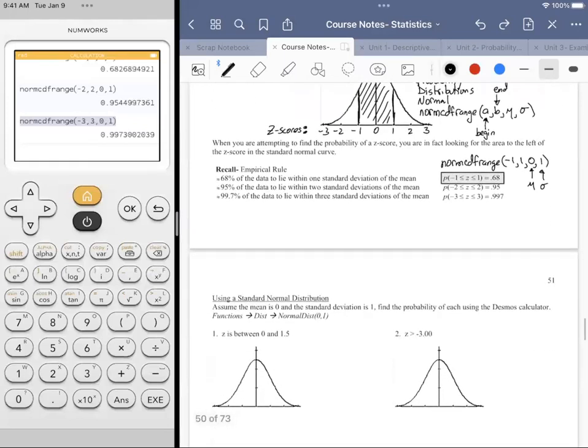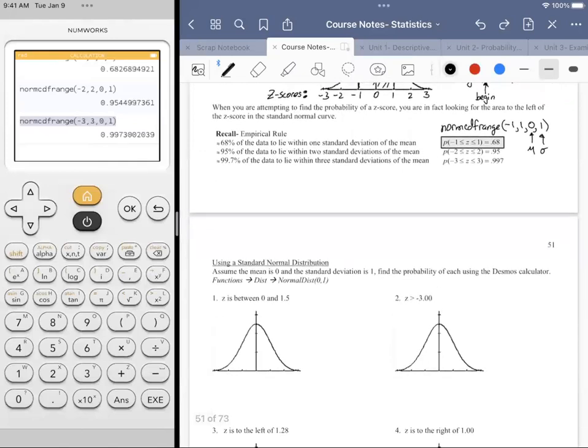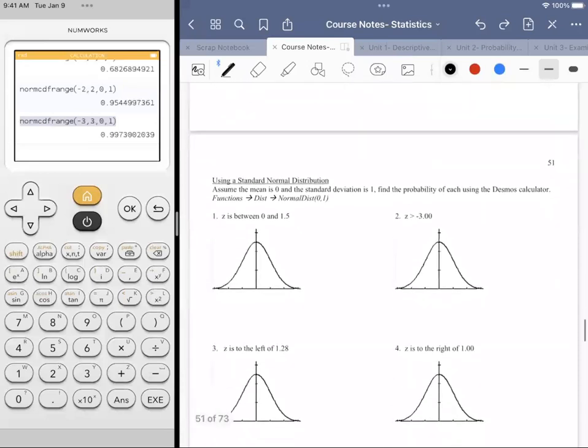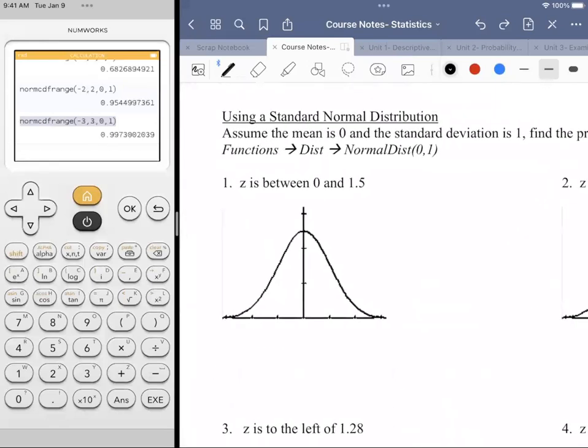There's a reference to a Desmos calculator here. That's fine if you want to use that, but I'll just stick with the NumWorks. So again, it's the same process. Norm CDF range. You could also use norm CDF. I'll explain that one in a minute. I just find that people like that less. So just looking at this, the Z values between 0 and 1.5. So here's 0. Here's -1, -2, -3, +1, +2, +3. Between 0 and 1.5 would give me this little chunk of area.